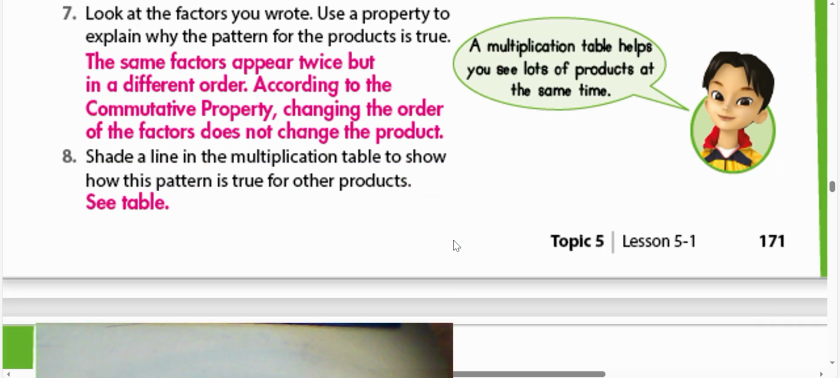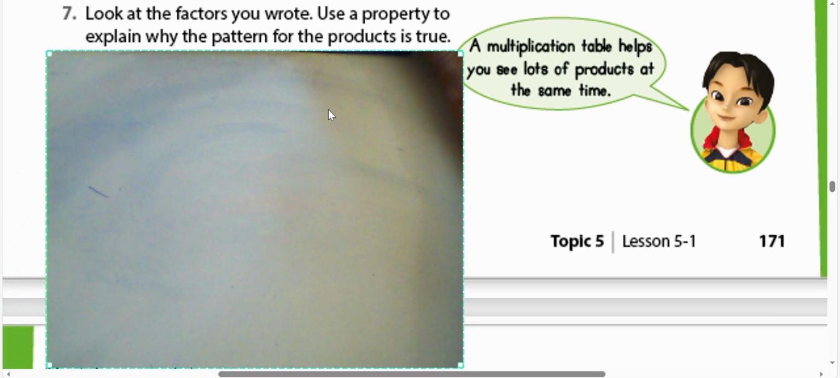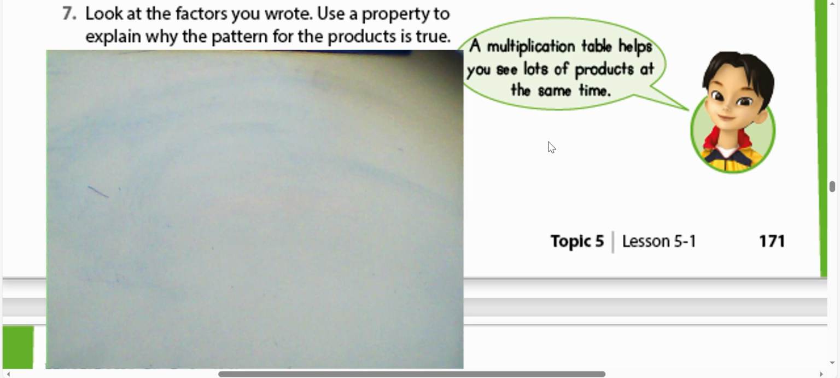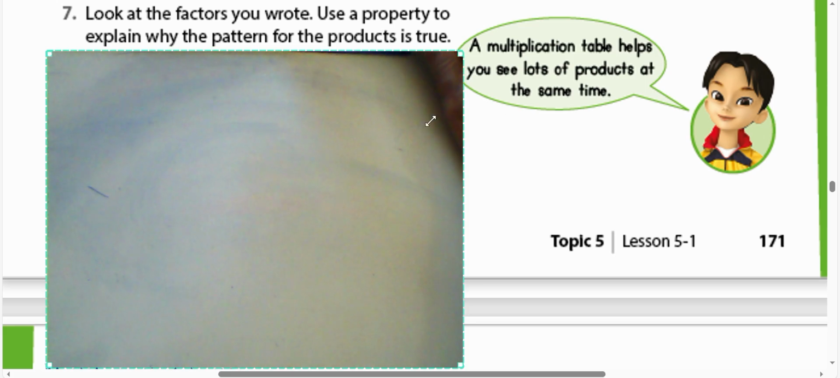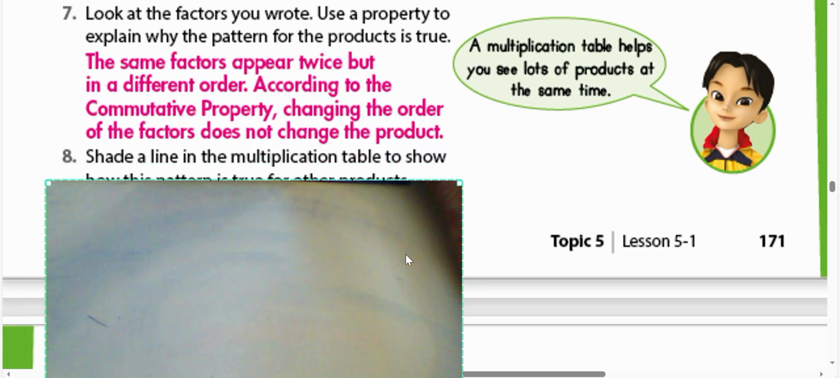Number 7. Look at the factors. Use a property to explain why the pattern for products is true. You can explain like this: the same factors appear twice in a different order. According to the commutative property, changing the order of the factors doesn't change the product.